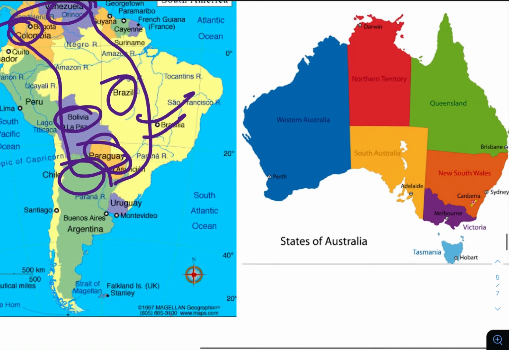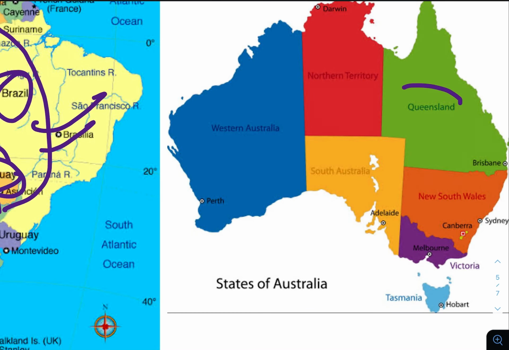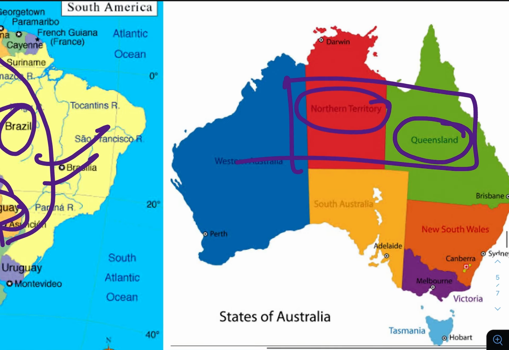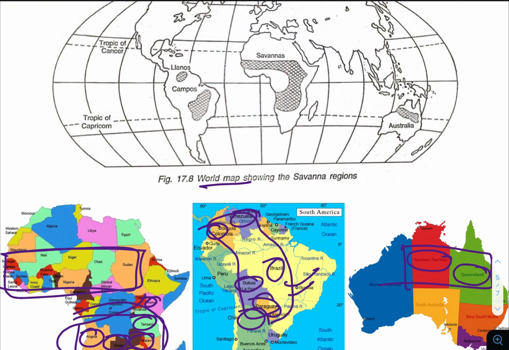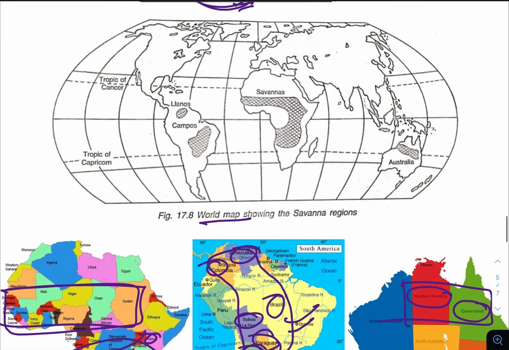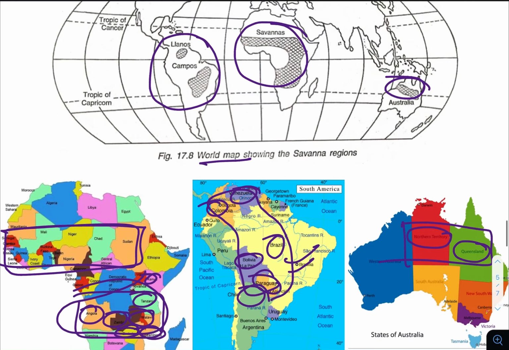Now if you talk about Australia, about the Queensland, this is Queensland, and the Northern Territory, this comes under the northern grasslands. So from the map you will see where this is actually located in the world map. Now you can see that in South America this region, in Africa you are getting this region, and in Australia you are getting this region.